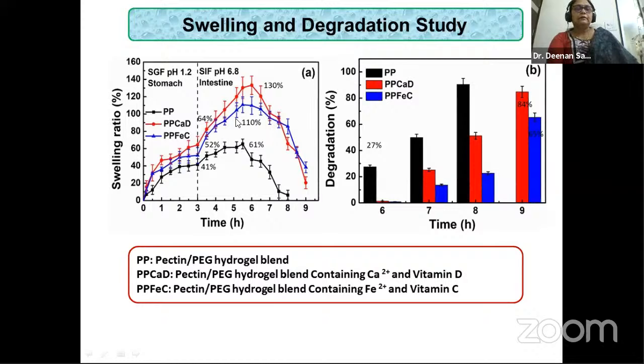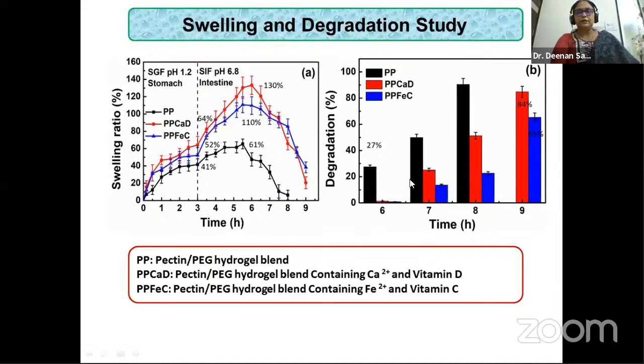Then when we increase the pH to the intestinal pH of around 6.8, swelling takes place. The matrix opens, since the protons are not there and protonation is not there, so swelling happens freely and you get good swelling. You can compare the calcium-containing sample, which shows more swelling, with the iron sample, which shows the rigidity of the sample. This shows the flexibility of the sample.